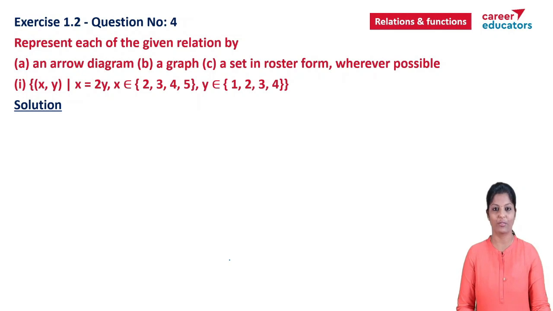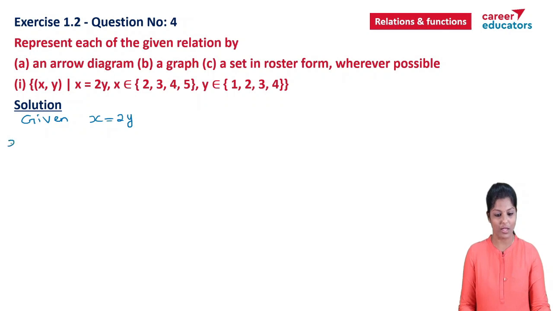Next, we are going to solve question number 4. In question number 4, they have given a relation. We have to represent this relation by an arrow diagram, a graph, and a set in roster form. Let's solve the problem. Given R is defined as x = 2y. First, we have to find the relation R. To find relation R, we have to substitute all the values of x in x = 2y.